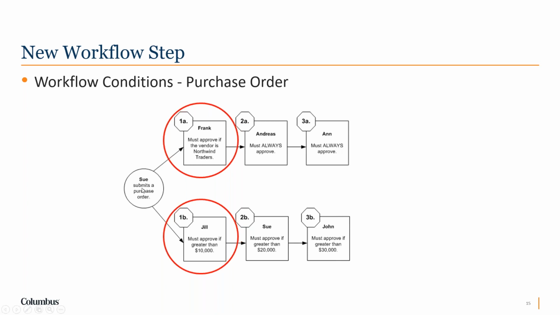Another way that you could set it up is by the dollar amount. Sue could submit a purchase order, and it must go to Jill if it's greater than $10,000 for approval, then to Sue for $20,000, or John, $30,000. So you can use it either way or kind of together. So in some cases, it might always need to go to one person first, and then it can go up through the dollar amount approval. So this is the part that you need to think about when you're starting to plan your workflow, is how do you want these to be routed through to the final approver.